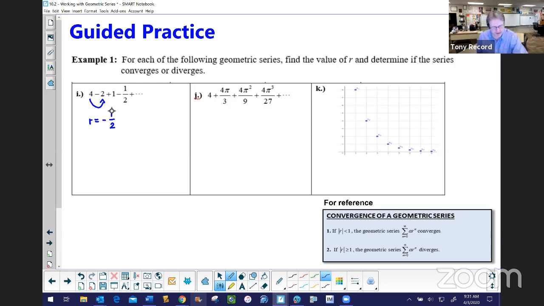And you want to make sure that that continues, and it does, right? If we continually multiply by -1/2, we'll get from one term to the next. And then the absolute value of that R, of course, is +1/2, which is certainly less than 1. So we have a convergent series on our hands here. And you'll do parts J and K in a very similar fashion. All right.